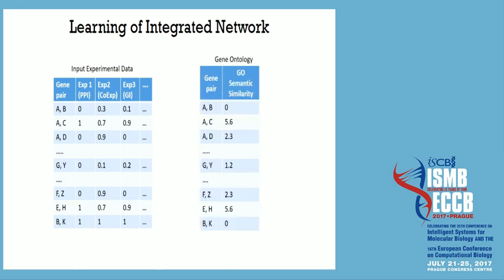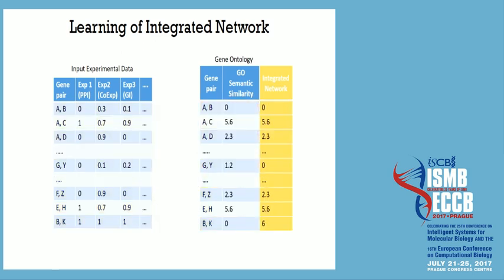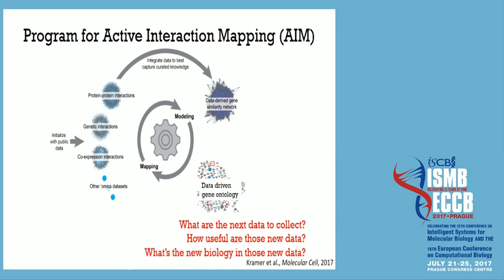And that turns this into a supervised learning problem where we can just do classic machine learning, learn patterns on part of the data, and predict on the other part until we've got our integrated network combined from this experimental data. So we've learned what experimental data supports a strong, close relationship between any pair of genes. Once we've done that, a measure of performance can be just a simple Pearson correlation between our network and the GO semantic similarity network.